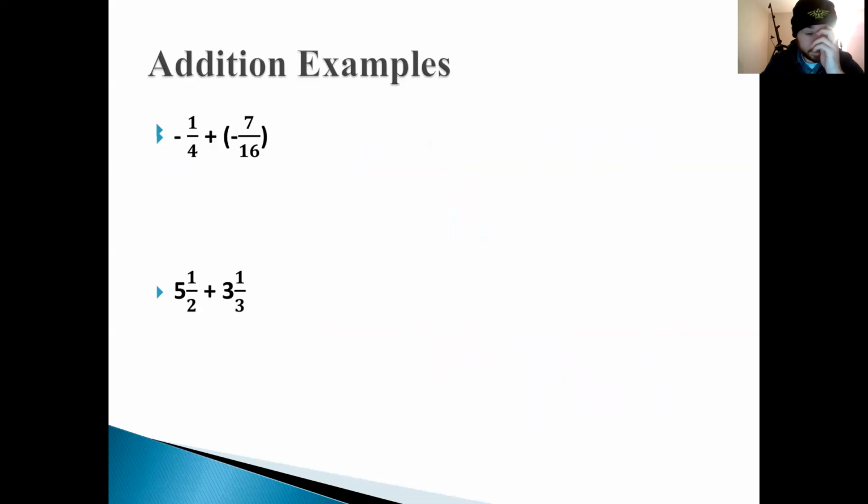So let's look at a couple more. We've got negative 1/4 plus negative 7 over 16. Again, no mixed numbers, so we don't have to worry about that.